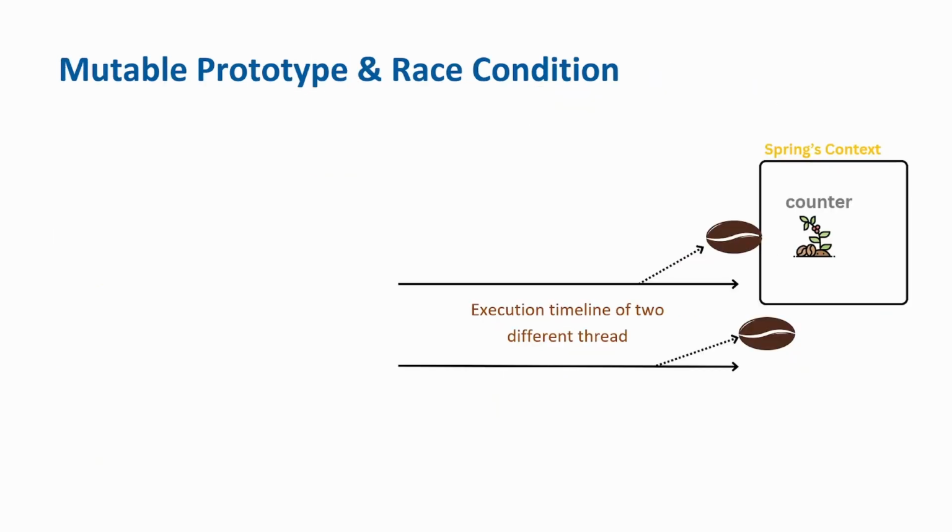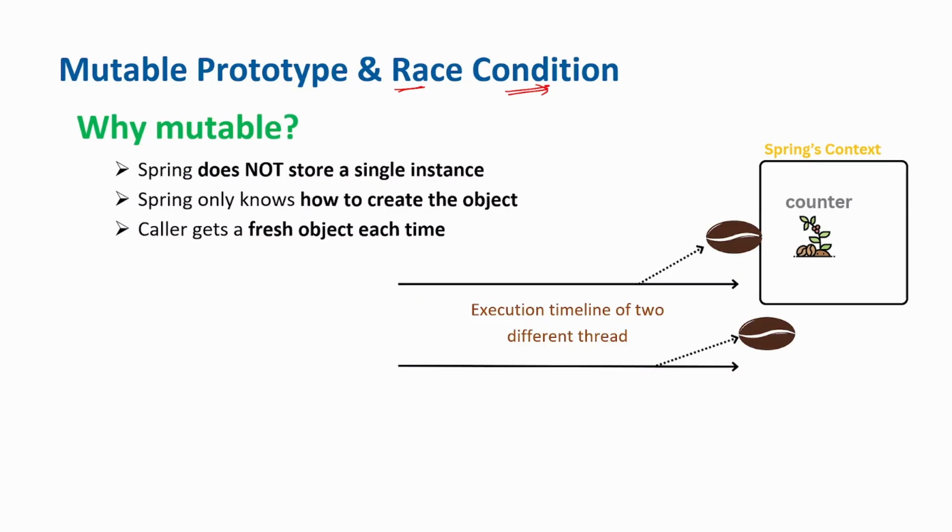Now let's see whether there is a race condition in the prototype scope beans or not. No, there is no race condition in the prototype scope bean. Why? Because Spring does not store a single instance. Spring only stores the metadata, that is the recipe for the creation of the bean, and every time anyone requests a bean from the Spring context, Spring creates a new instance and returns it, and after returning it, Spring forgets about it. So Spring only knows how to create the object, and it does not store any object. So the caller gets a fresh object each time.